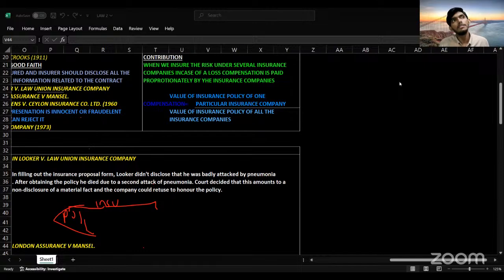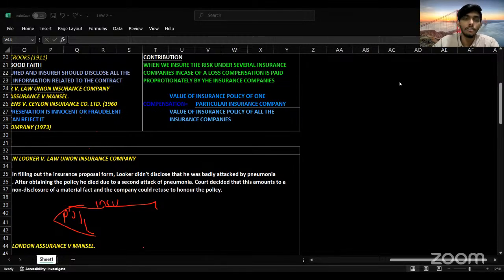Let's assume I'm insuring my motor vehicle in three insurance companies, Janashakthi, Softlogic, and AIA, each insurance company for 1 lakh. Now my motor vehicle has an accident and the damage is 90,000. Now don't think all three insurance companies will give me 90,000, 90,000, 90,000. Then how much compensation would I get? 2,70,000, but the damage is 90,000.